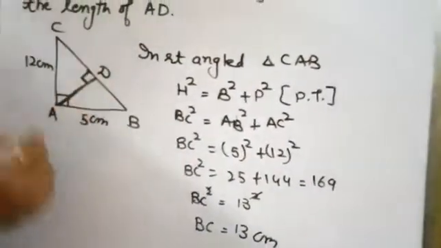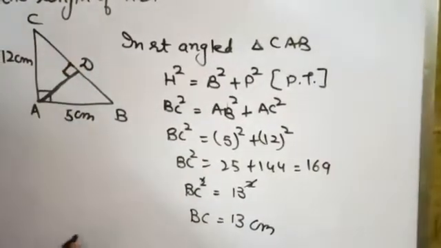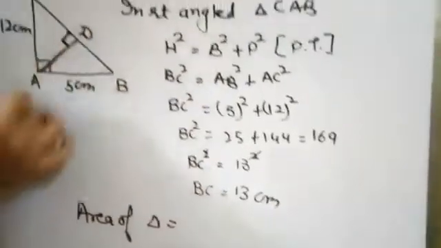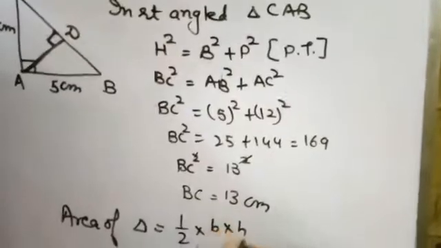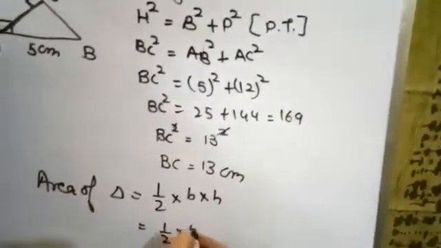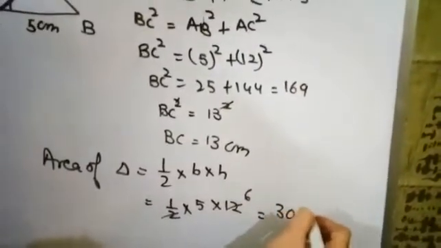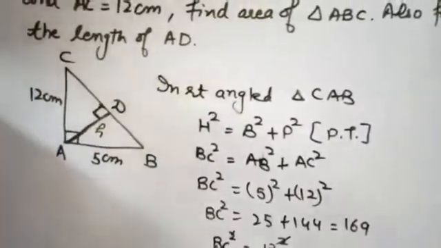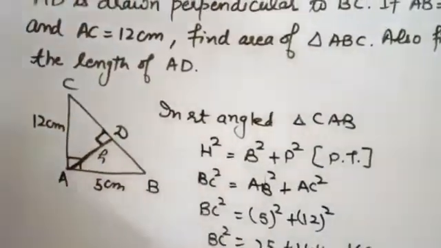Now we can find the area of the triangle. If I am taking this base and this height, the area of the triangle is half into base into height. Base is 5, height is 12. That is 30 centimeter square. Now the triangle is same. If you are taking this base and this height, the area will remain same because the triangle is same. You have taken out the triangle area, that is 30 centimeter square.